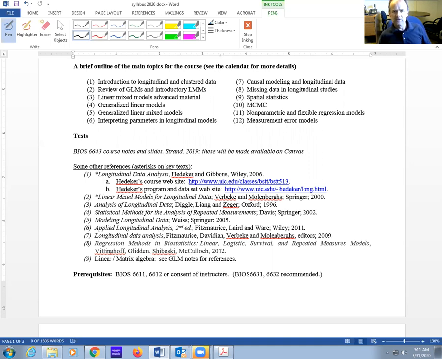Spatial statistics, and even spatial temporal statistics, Markov chain Monte Carlo, MCMC. Gary may teach a day on that. Non-parametric and flexible regression modeling, measurement error models. So those are the general topics that we cover.